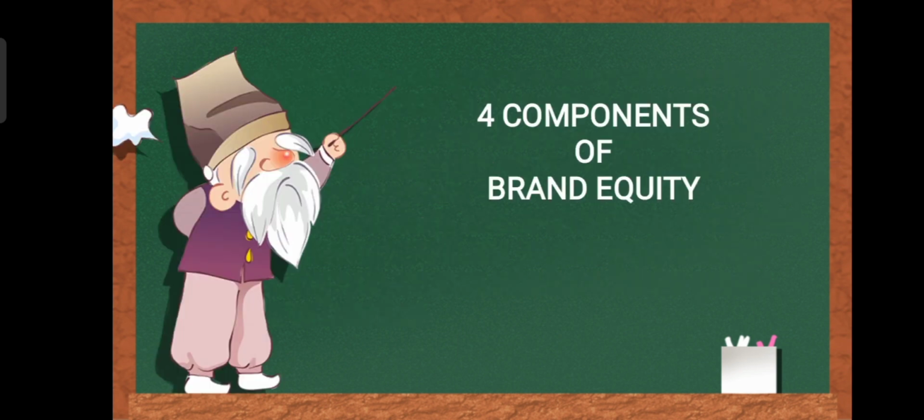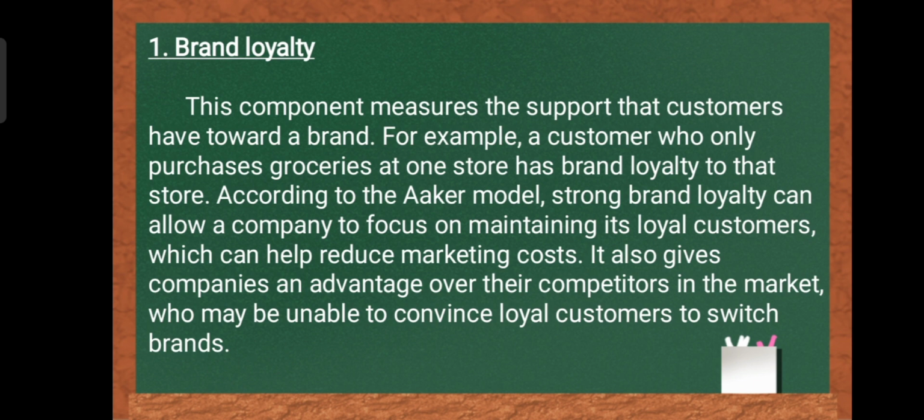We will tackle about 4 components of brand equity. Next, number 1 is about brand loyalty. This component measures the support that customers have toward a brand. For example, a customer who only purchases groceries at one store has brand loyalty to that store. According to the Aaker model, strong brand loyalty can allow a company to focus on maintaining its loyal customers, which can help reduce marketing costs.